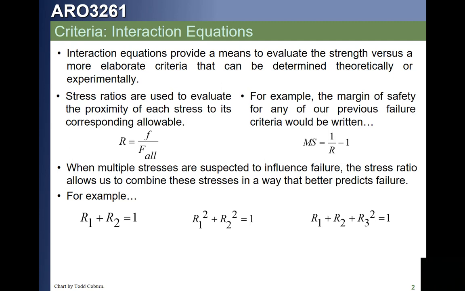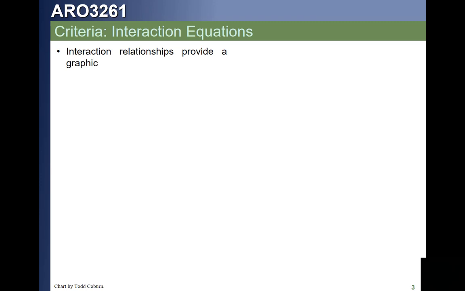For something like the second equation, that's like a root mean squared relationship when, say, it's the vector sum of the components. And there can be other relations such as the third, which says, hey, you're going to have R1 and R2, which is basically added together, plus R3, which has a higher effect.